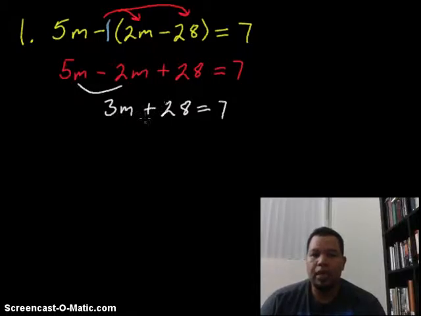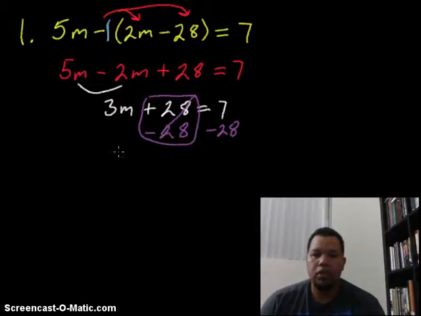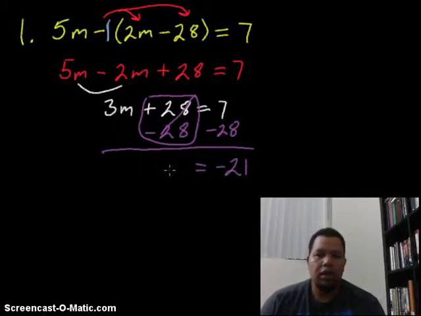So the first thing I'm going to do is cancel the constant part, the term without the variable. And since it's a plus 28, I'm going to cancel it by subtracting 28. And the property of equality tells me whatever I do to one side of the equation, I have to do to the other to maintain the equality of the equation. So I'm going to subtract 28 from the 7 as well. So this 28 plus 28 minus 28 cancels each other. And 7 take away 28 gives me a negative 21. So on the left side, I'm just left with the 3m.